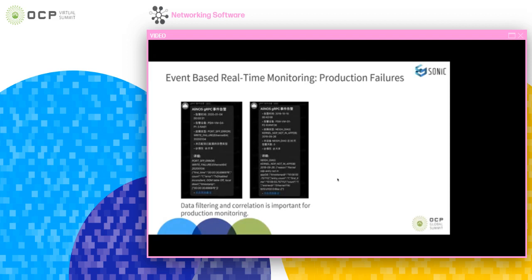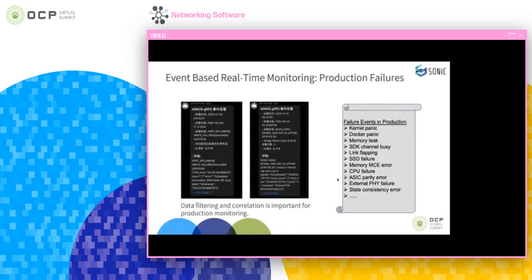So we have built the filtering and analytics infrastructure on the backend to filter some of those event noises and correlate them to generate the correct alarm for the network operator to look into. So data filtering and correlation is very important for production monitoring. And in our production network, we have seen kernel panic, Docker panic, memory leak, and CPU failure, etc. Those kinds of failure events in the network.